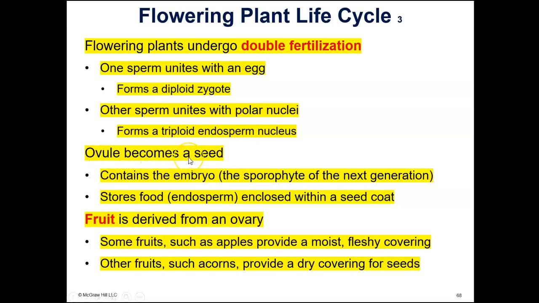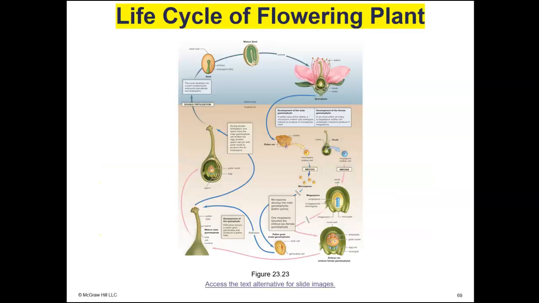So the ovule then becomes a seed, and the seed contains the embryo and the stored food from the endosperm, enclosed within a seed coat. The fruit is the ripened ovary. And here's our life cycle, and it goes through what happens. This one is really hard, the life cycle of angiosperms. So make sure that you study and kind of go over a few times on your own or with a friend. Go over that double fertilization process.